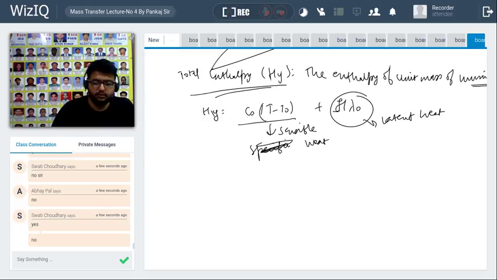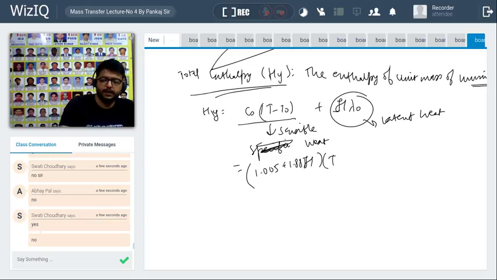So the value will become what? Cs was written as 1.005 plus 1.88 into H, into (T minus T naught), plus H into lambda naught.